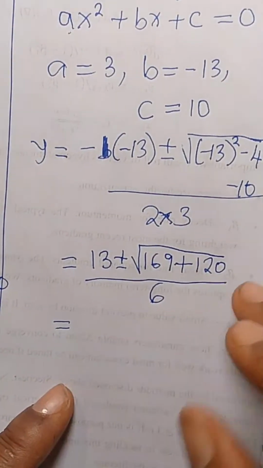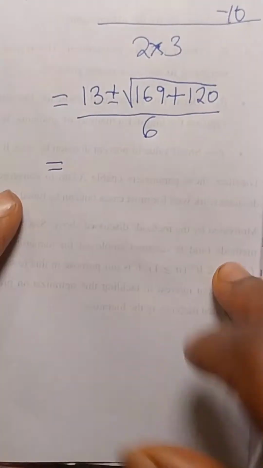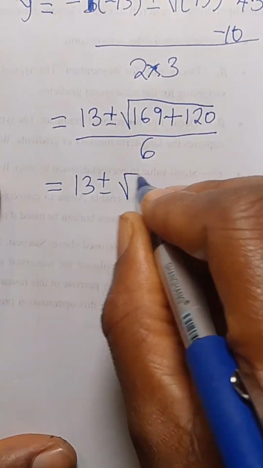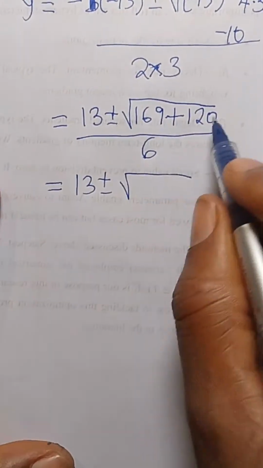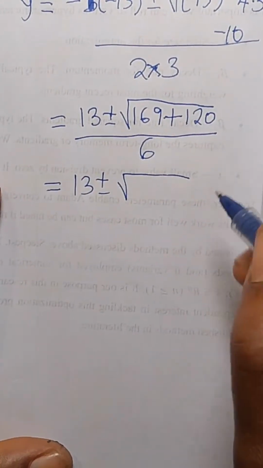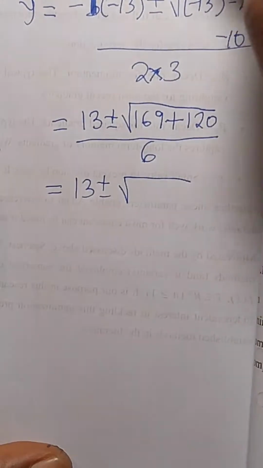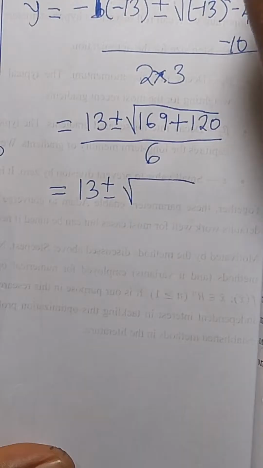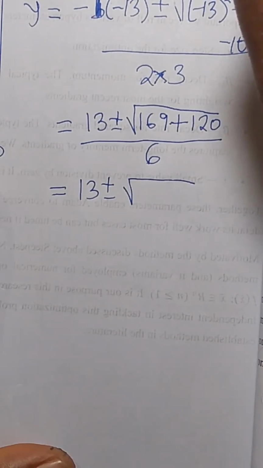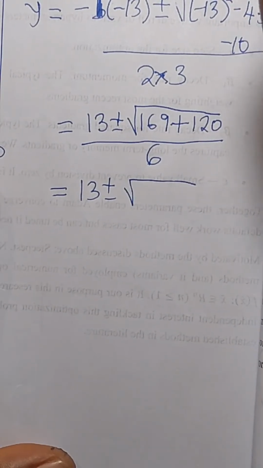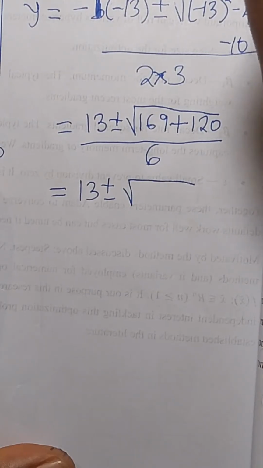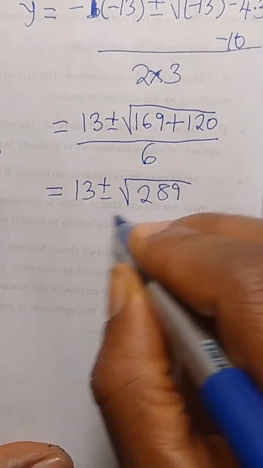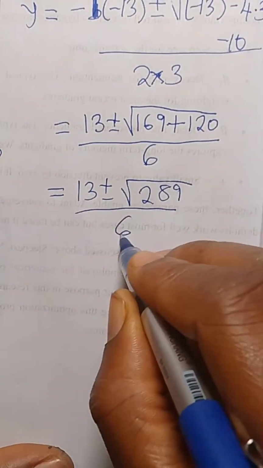And this is equal to 13 plus or minus square root of 169 plus 120. Please, who can help us with 169 plus 120? Let me be doing it here and see. 169 plus 120. This is 9. This is 8. This is 2. So that is 289 all over 6.